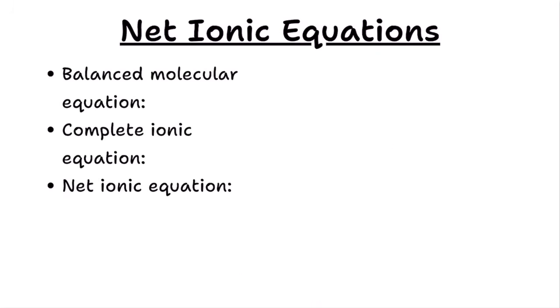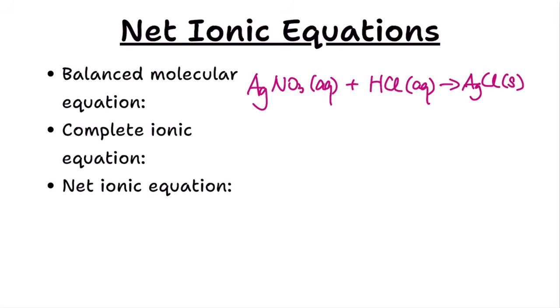Next is the net ionic equation. The net ionic equation is especially useful in precipitation reactions because it shows only the reactants and products that are actually involved in the reaction. So for example, silver nitrate, AgNO3, in aqueous reacts with hydrochloric acid, HCl, in aqueous to produce silver chloride as a solid, which is a white precipitate, and HNO3, which is just a colorless, clear solution.